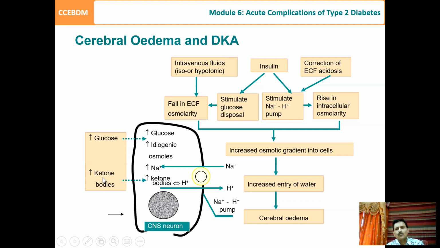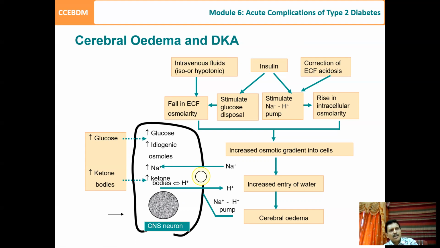This is another reason why we do not want to reduce the glucose value very quickly. Once the glucose value goes down, there is a fall in extracellular fluid osmolality. As there is a fall in the osmolality because of the low glucose value, what will happen? The idiogenic osmoles are there inside the cell, so they will draw fluid from outside to inside, and there will be swelling of the brain cell, and that leads to cerebral edema.